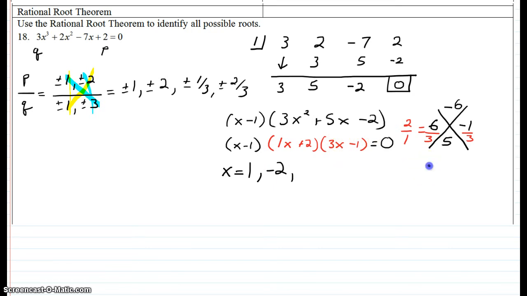If you can't do that in your head, just come off to the side and write 3x minus 1 equals 0. Add 1 to both sides, and we get 3x equals 1, divide by 3, and we get 1/3. And just real quick, you can come up here and check. Oh, we had 1, we had -2, 1/3, all part of our rational root possibility, so it looks good.